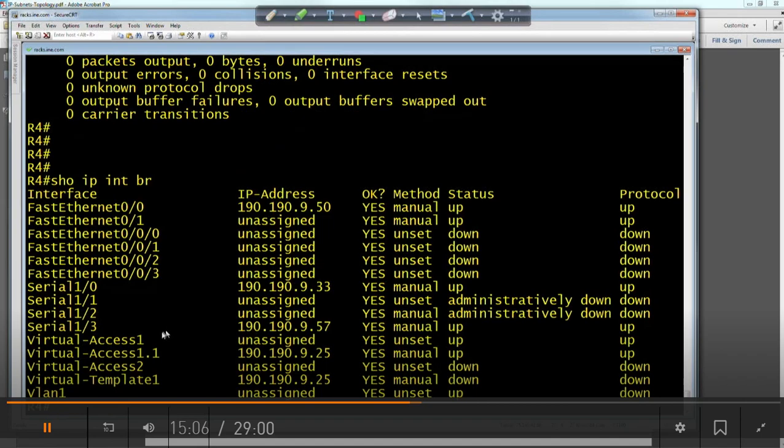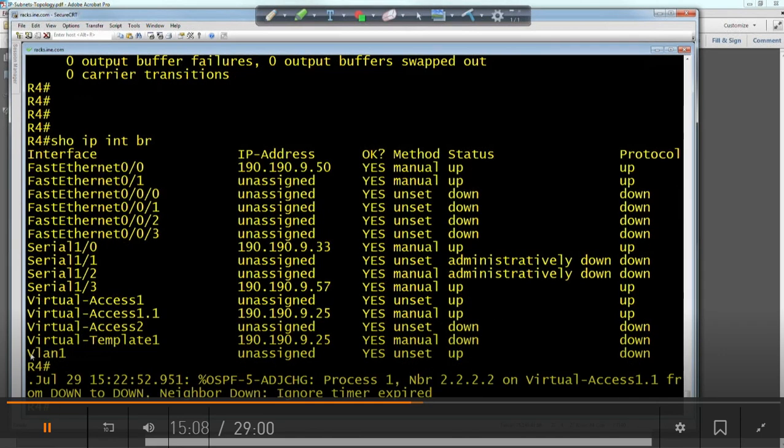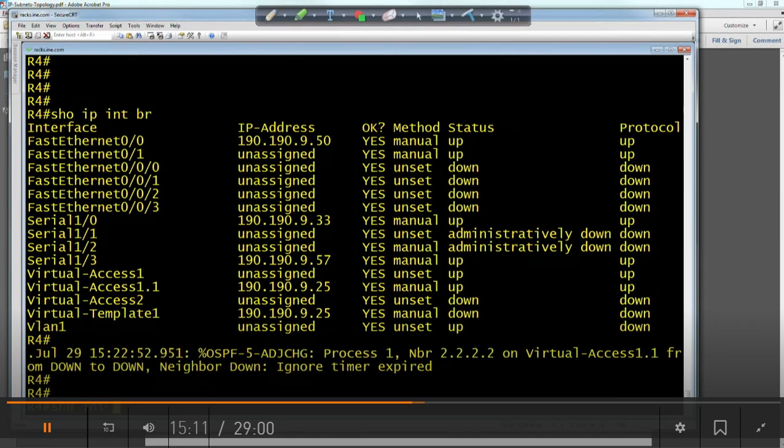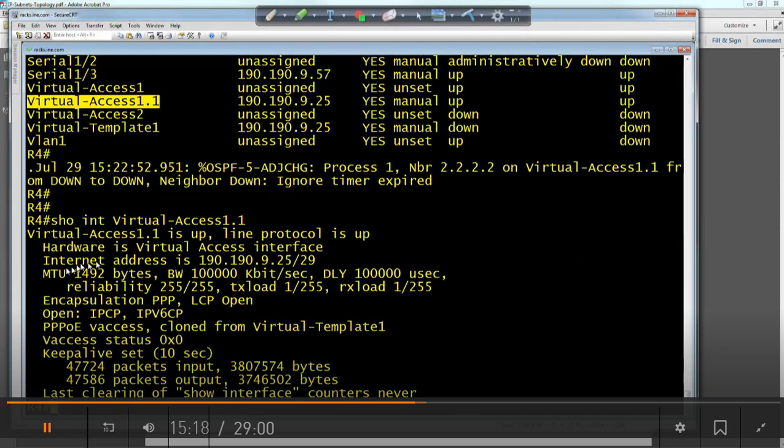Let's see. I think we need to look at this virtual access interface. Show interface virtual-access 1.1. Yeah, see, here's the mismatch. 1492. So we've got 1500 on one side, the dialer interface, and we've got 1492 over here on the virtual access interface. And that is causing our mismatch. And that's why these guys can't get fully adjacent with each other.